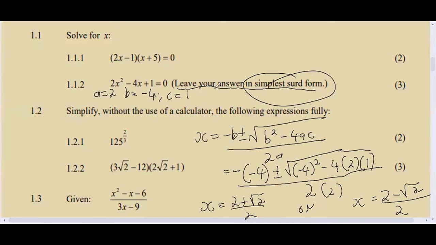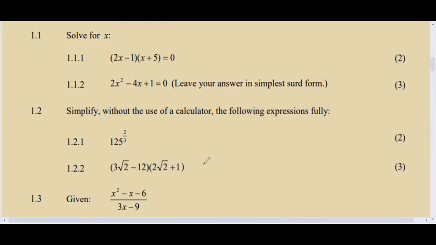1.2 says, simplify without the use of a calculator the following expressions fully. So we are given 1.2.1, and this is 125 to the exponent of 2 over 3. So now that we see that this is expressed in exponential form, we know that we are dealing with exponents, so we need to write this 125 in terms of exponents. One way to write 125 in terms of exponents is to say 5 to the exponent of 3. You can even do it with your calculator to confirm it, right? Then you have 2 over 3.